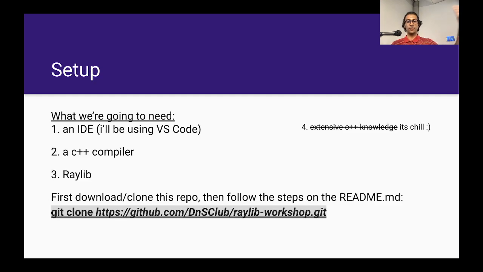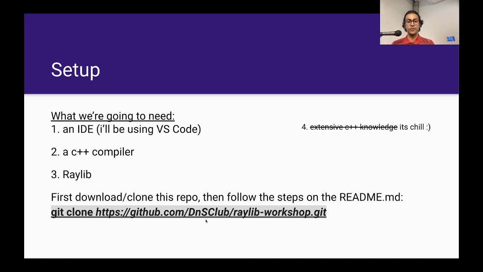So we're going to need just three things: an IDE, a compiler, and Raylib. Does anyone not have a laptop or a computer with them at the moment? Do you mind sharing it with someone, if that's fine? Okay, sounds good. So we're just going to need an IDE of your choice. I'll be using VS Code. You can use whatever you'd like. We're also going to need a C++ compiler, and we're going to need Raylib. I'll show you how to get Raylib.